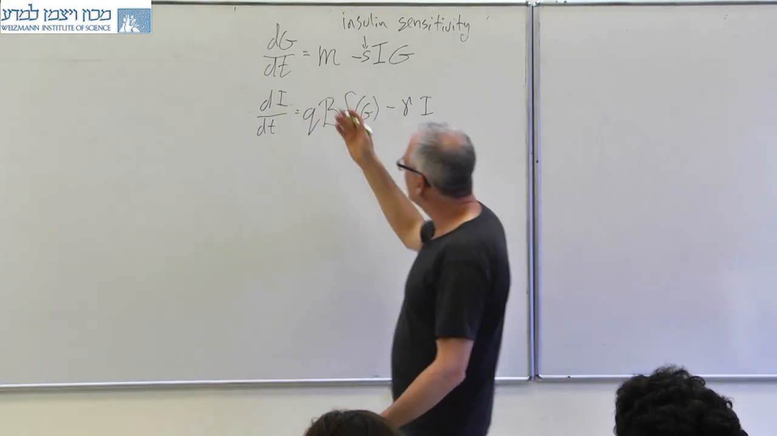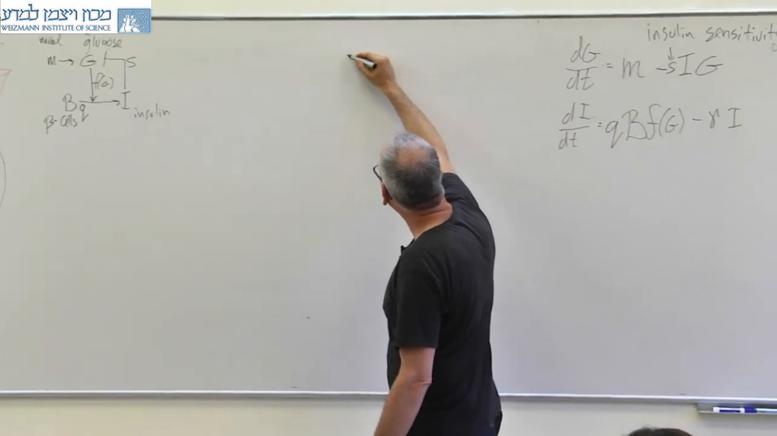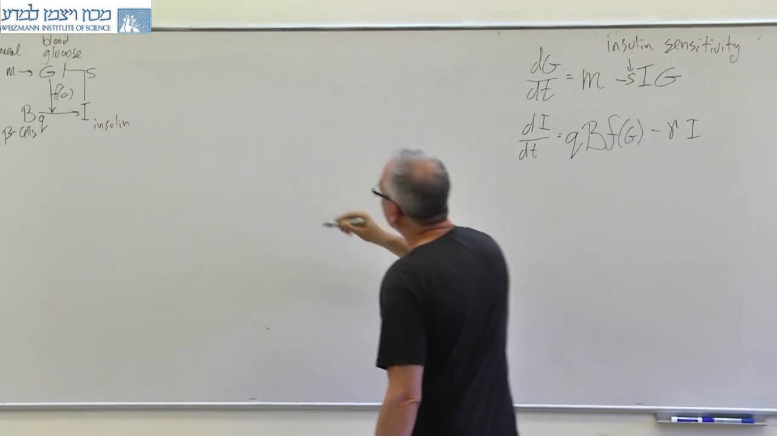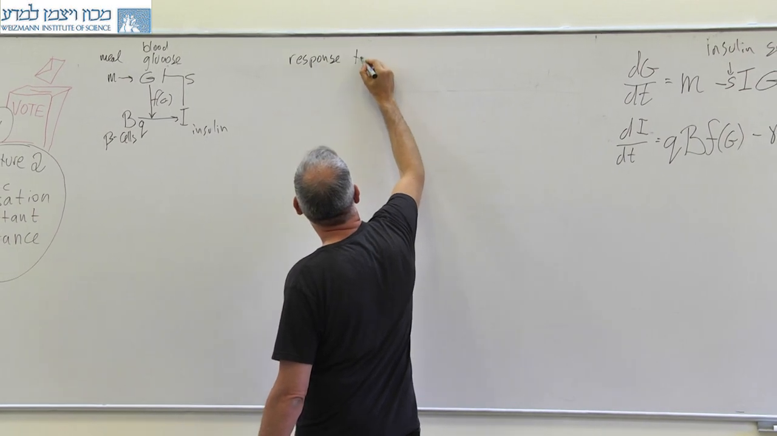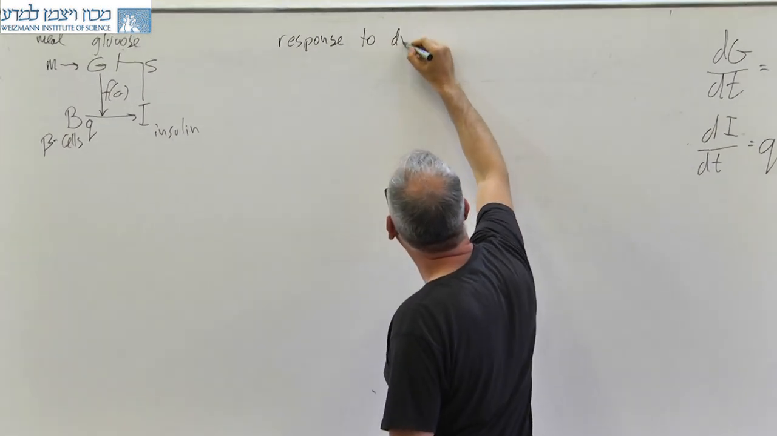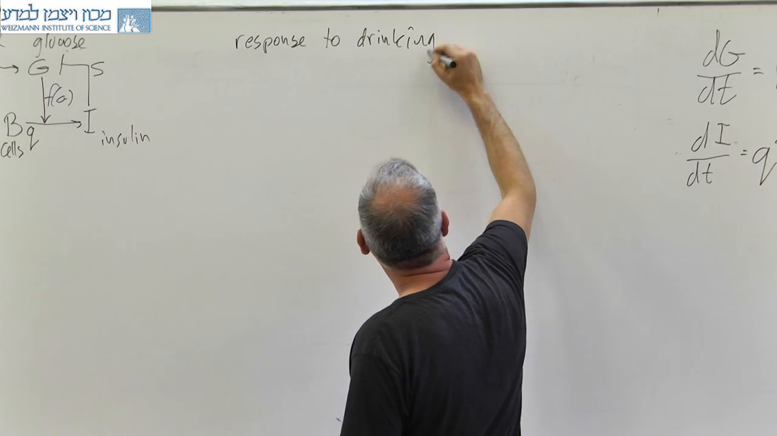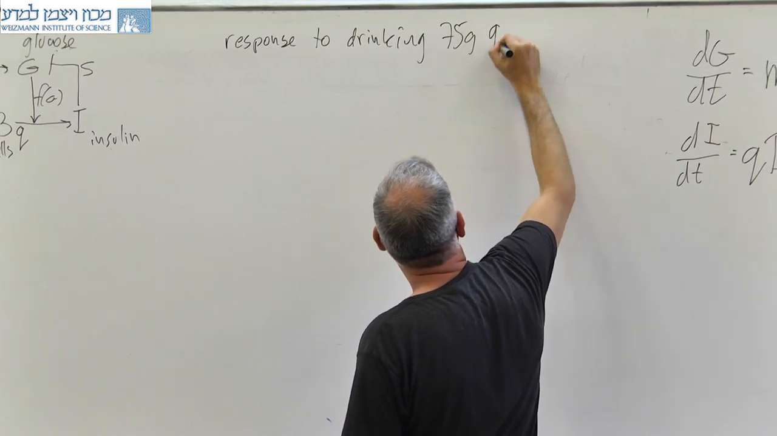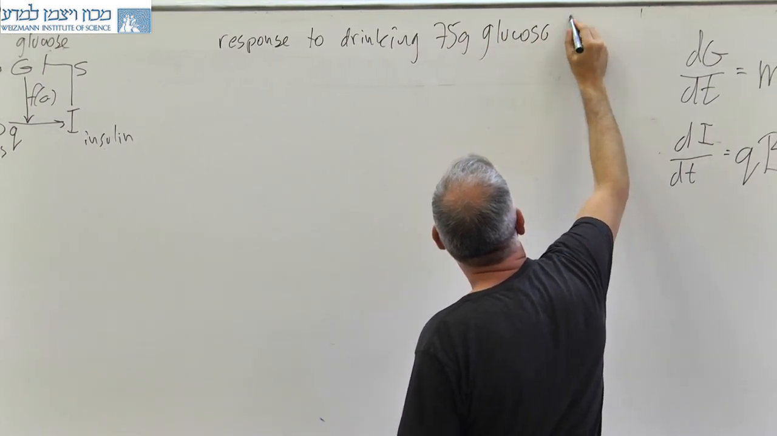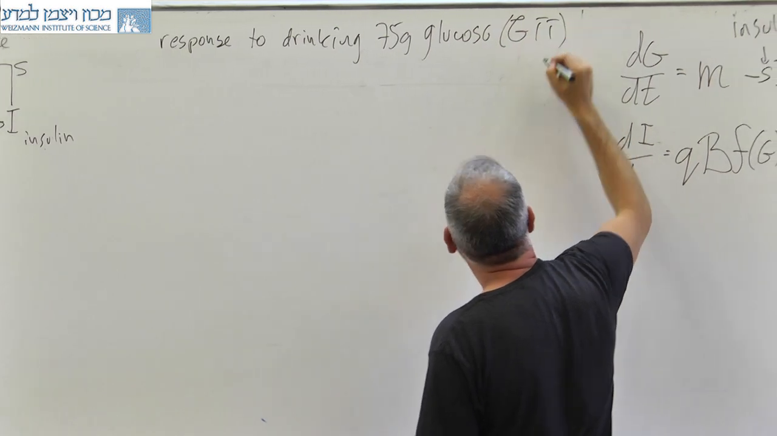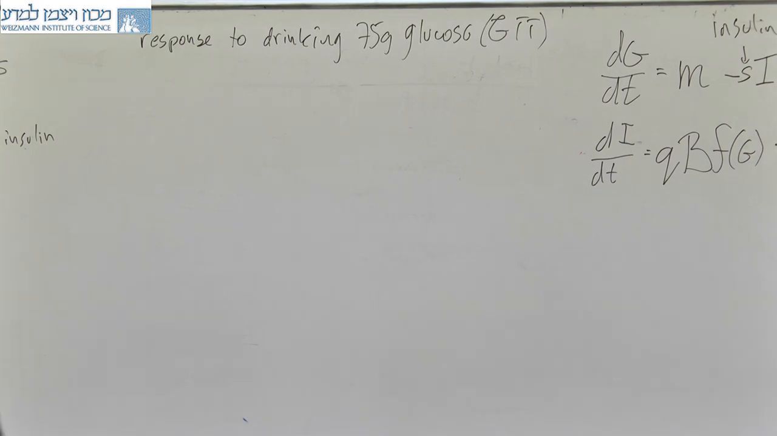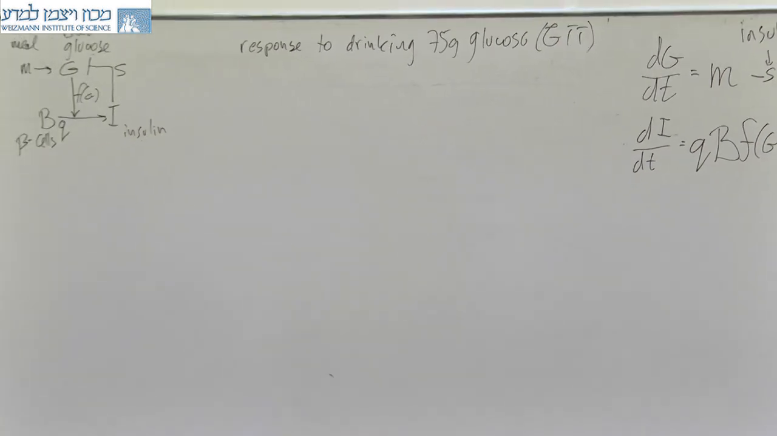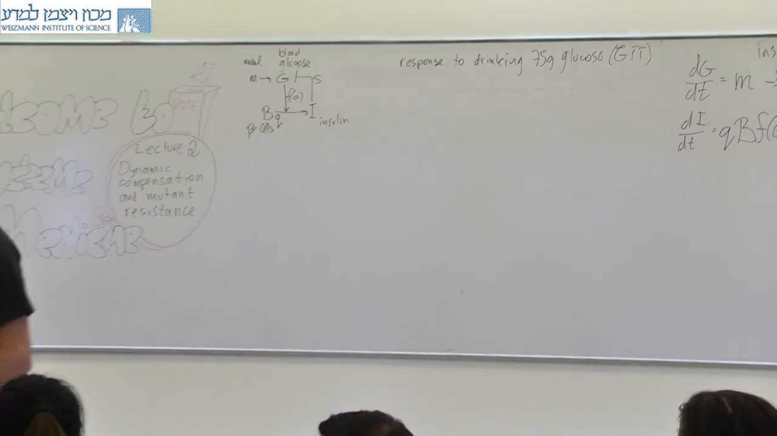So if you try to simulate this model, you see the response to, let's say, drinking 75 grams of glucose, the glucose tolerance test. Of course, you don't need to write down, because as you know, we're videoing this. So thanks again for videoing, all of you watching the video.